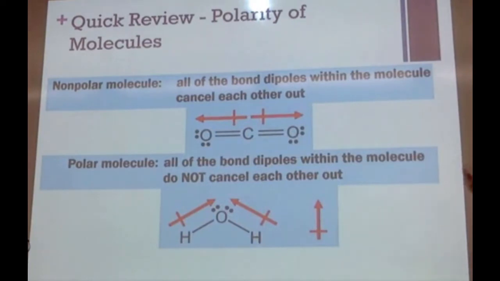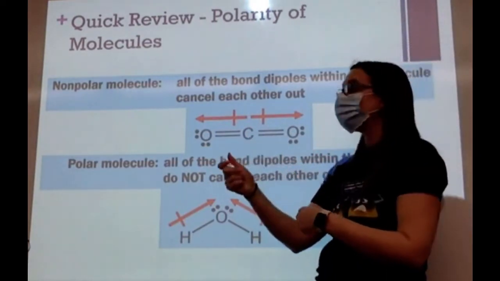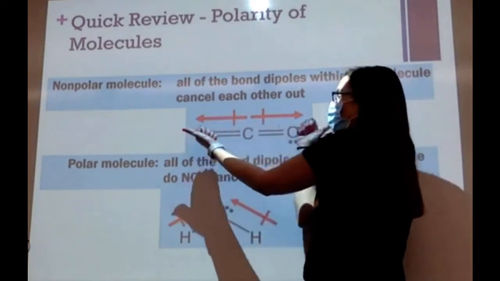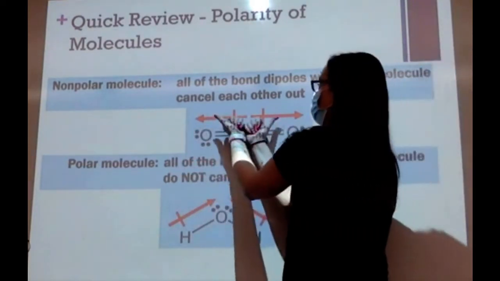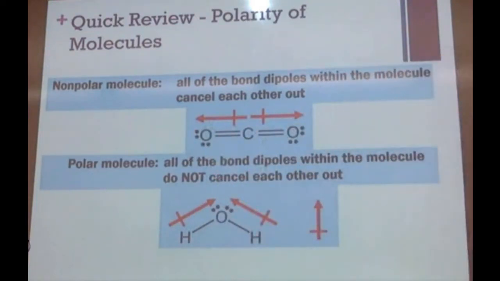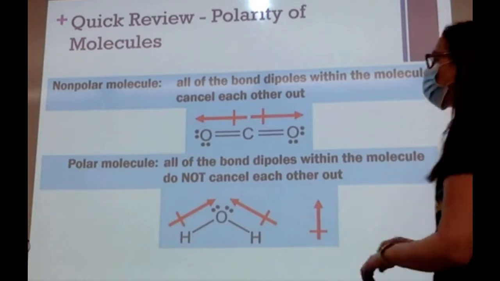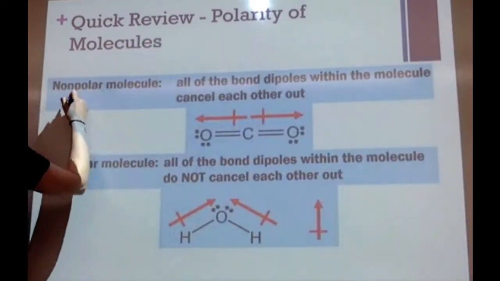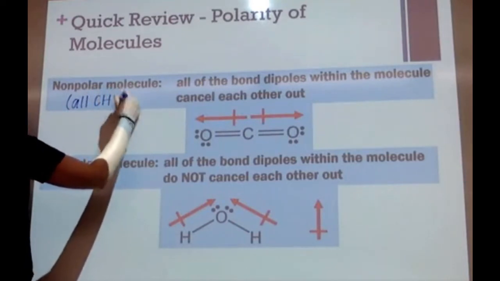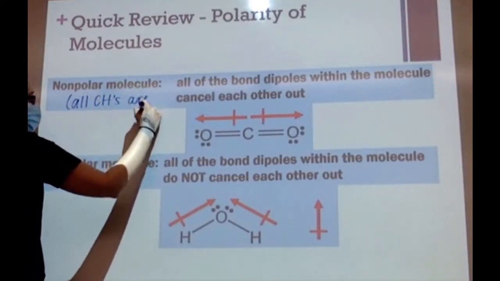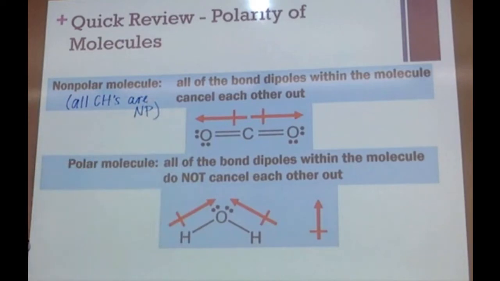you think about polarity as a tug of war. Both of the oxygens are pulling evenly. That actually cancels both of these polar bonds out, and that creates a nonpolar molecule. Something else to remember with nonpolar molecules is if we have something with all C's and H's, that's going to create a nonpolar molecule. So if we have something with all carbon-hydrogen bonds, that's going to be nonpolar.